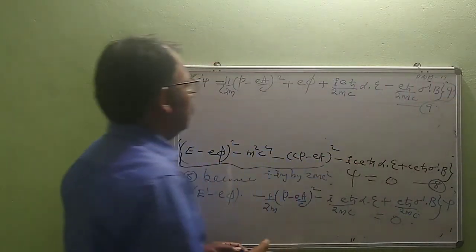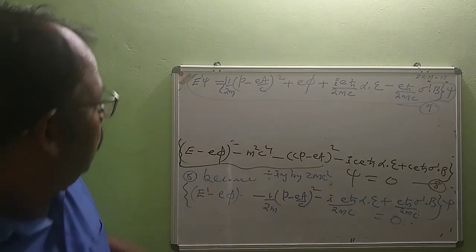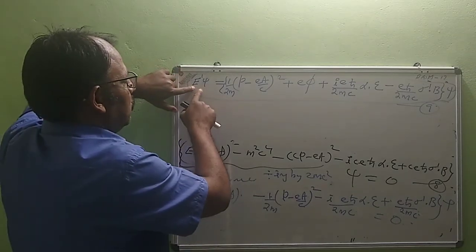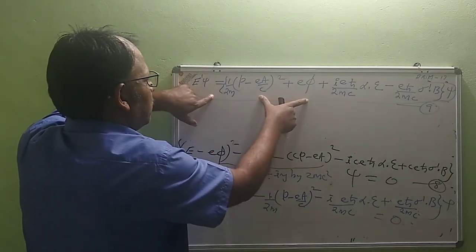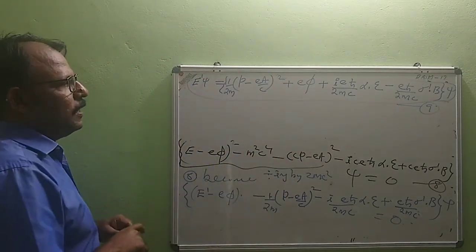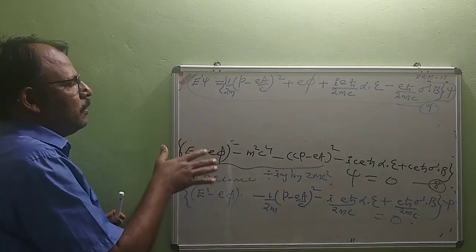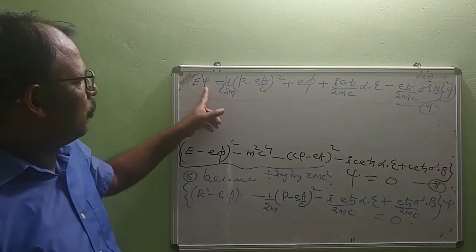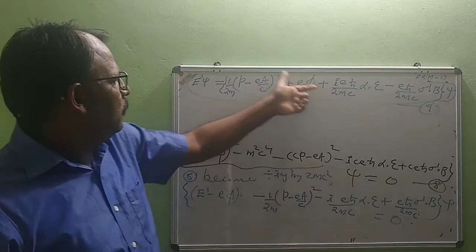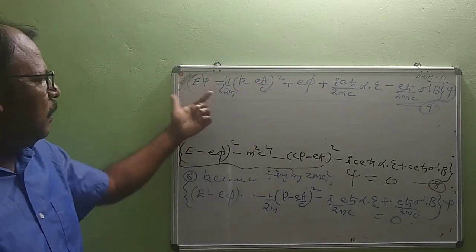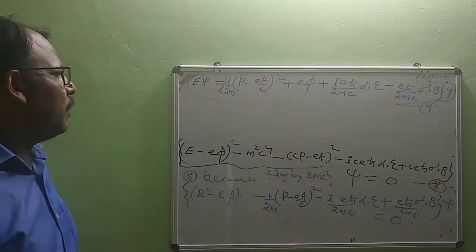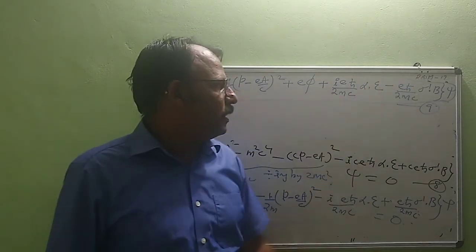See this equation. When you replace E prime by E, the left hand side and the first two terms of the right hand side are similar to Schrodinger's equation in electromagnetic potential: E psi equals (p minus eA by c) the whole square by 2m plus e phi. So this equation is Schrodinger's wave equation in an electromagnetic field, where phi is the scalar potential and A is the vector potential, and we have two additional terms.